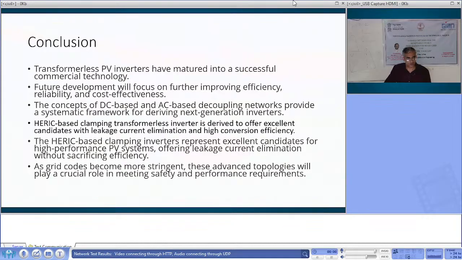So tomorrow in the afternoon session, because two presentations already continued today, you will be having tutorials. So you will be involved in the simulation of bipolar and unipolar PWM and also the leakage current.